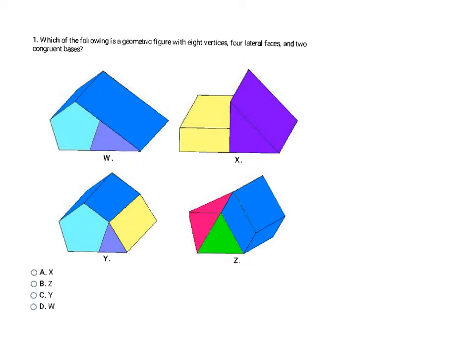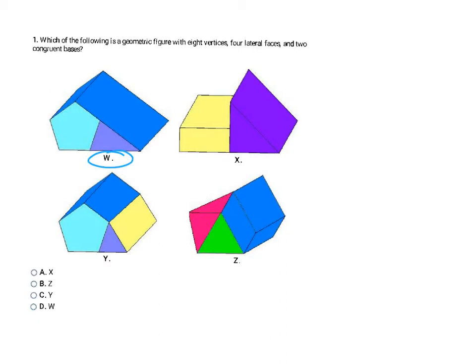Let's look. W has 1, 2, 3, 4 corners or vertices in the front, so it's going to have 4 vertices in the back for a total of 8. So it's got the 8 vertices. Then I look to see, are there 2 sides that are congruent? Well, this shape here in the front is also in the back, so that would be 2 congruent bases. And then I have 1, 2, 3, 4 other flat faces, other lateral sides. So W has all of these characteristics.